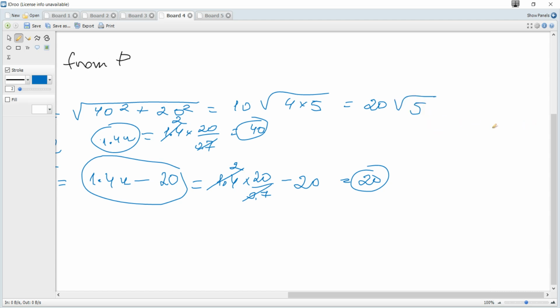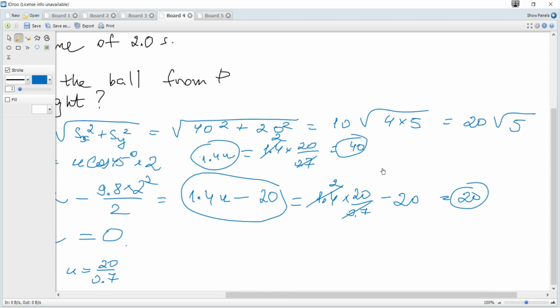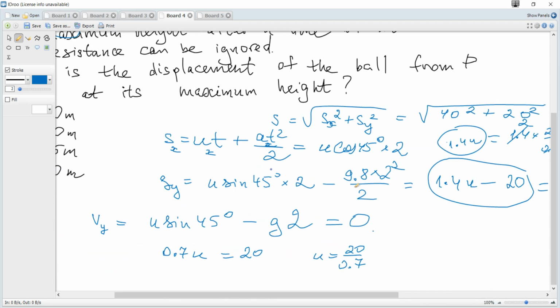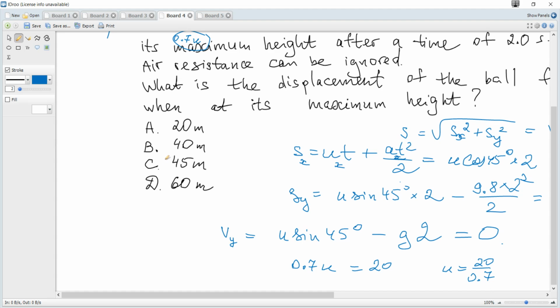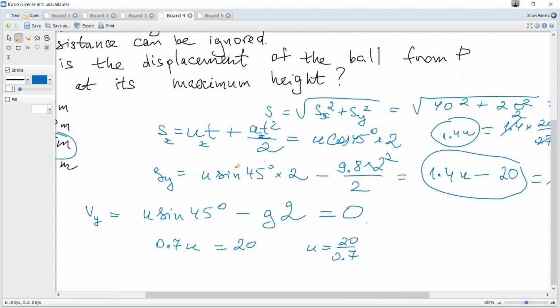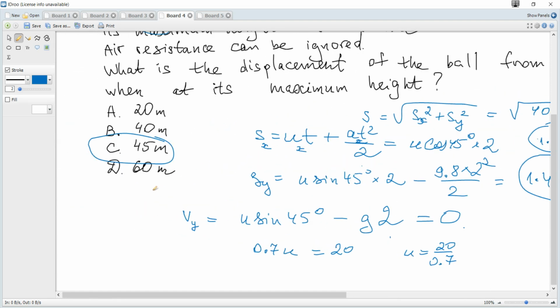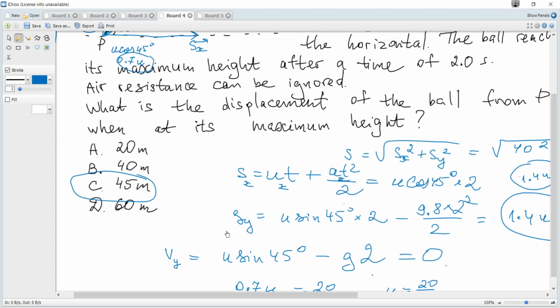And root of 5, it's what? 2 point something, 2.2. So finally, it's definitely greater than 40, and times 20, it's approximately 45. It's definitely not 60, it's 45, so C is correct.